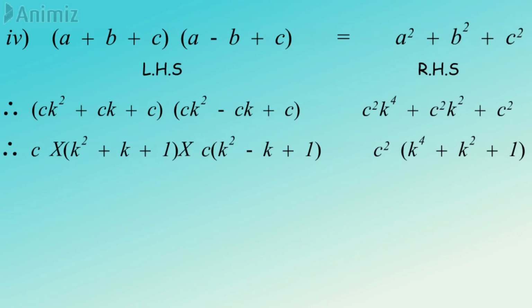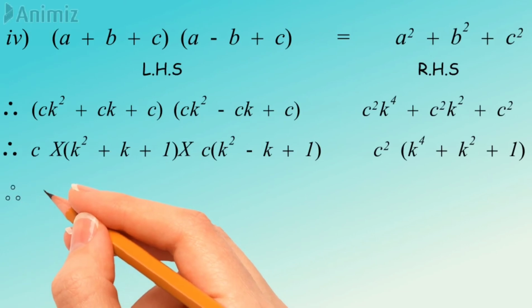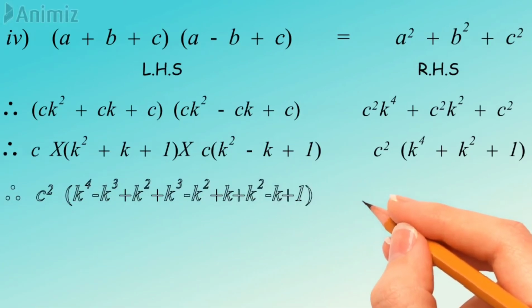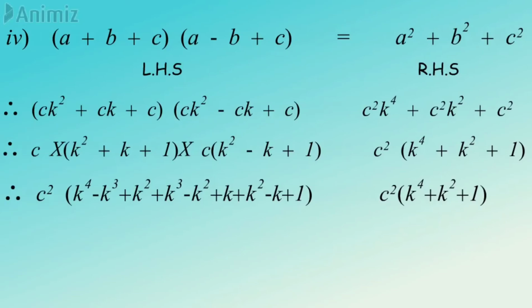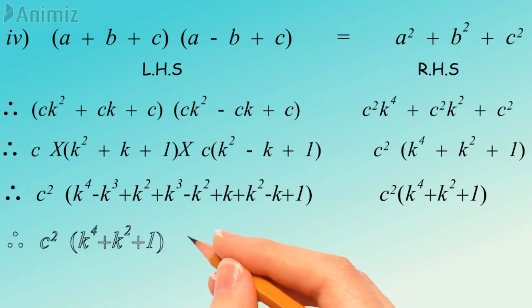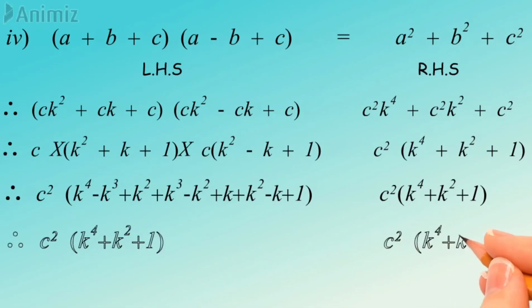First you multiply k square with the second bracket, then k with the second bracket and 1 with the second bracket. Like that you are getting 9 terms in the bracket. So in that you can cancel k cube, you can cancel k square, even you can cancel the k. So what is the remaining part? That will be only k raised to 4 plus k square plus 1. Just look on the right hand side. Your right hand side also contains the same thing.